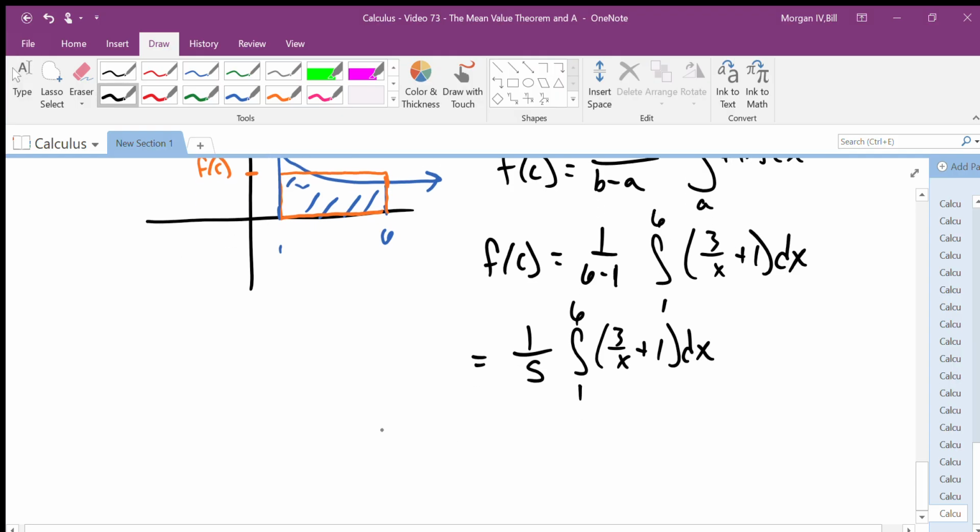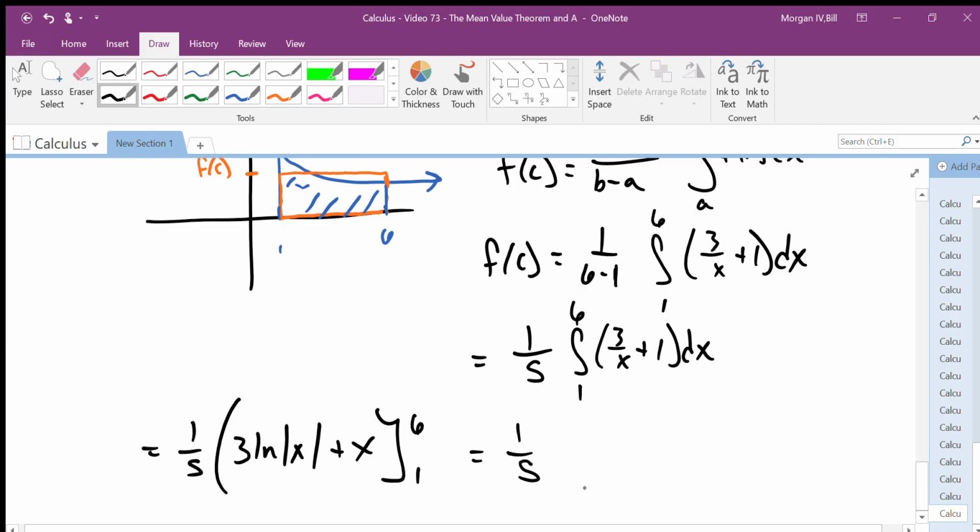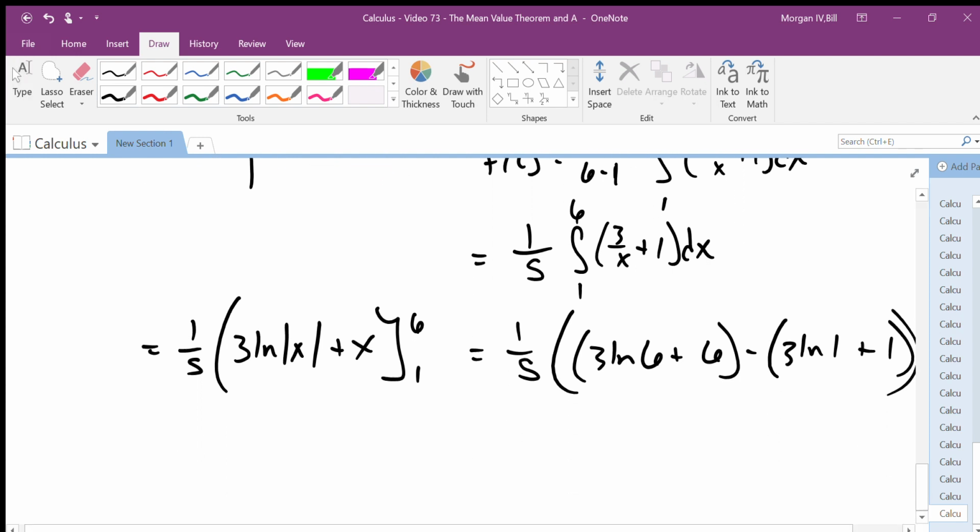Okay, go ahead and do the integral here. That's 1 over 5 times 3 natural log absolute value of x, right? The integral of 3 over x is 3 natural log absolute value of x. The integral of 1 is x, evaluated from 1 to 6. We get 1/5 times, let's plug in the 6. 3 natural log 6 plus 6 minus, plug in the 1, 3 natural log 1 plus 1. That's 1/5 times 3 natural log 6 plus 6.